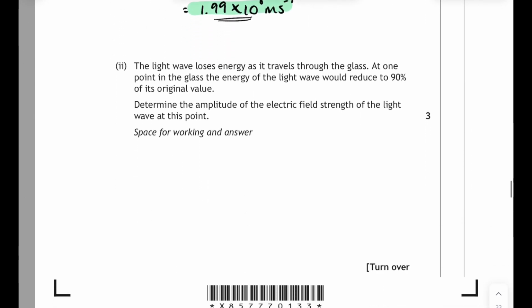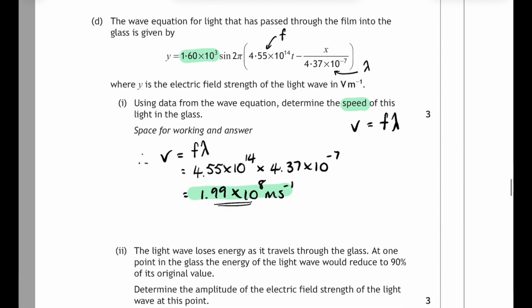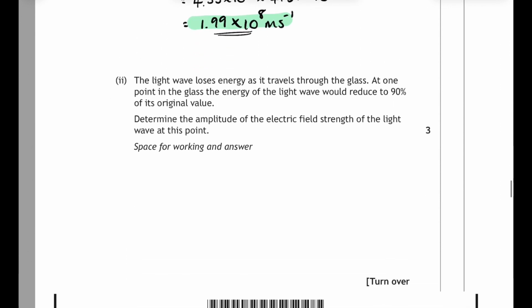Anyway, part 2. The light wave loses energy as it travels through the glass. At one point in the glass, the energy of the light wave would reduce to 90% of its original value, and we've to determine the amplitude of the electric field strength of the light wave at this point. So this is energy and amplitude. And we can get the initial amplitude of the light wave from the travelling wave equation. There it is, 1.6 times 10 to the 3. Sounds quite high, but remember that's the electric field strength in volts per metre.